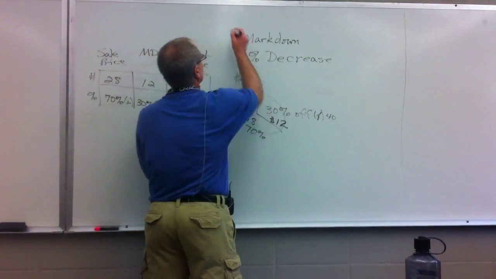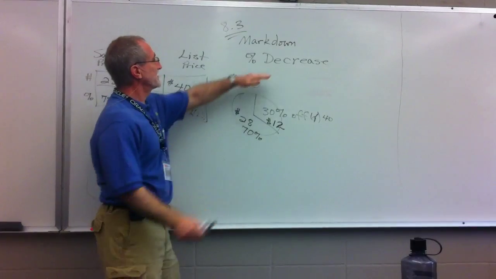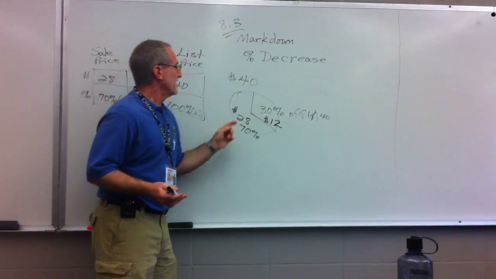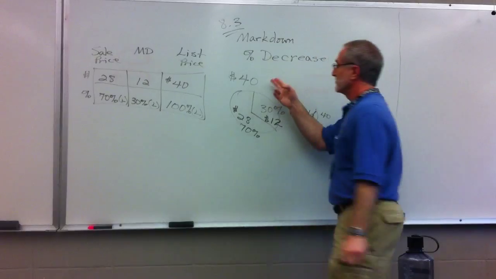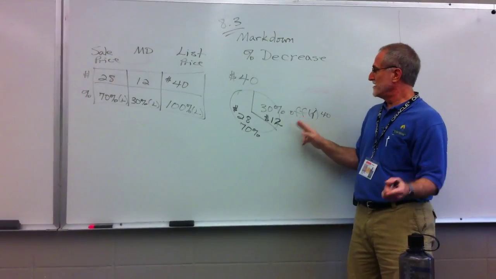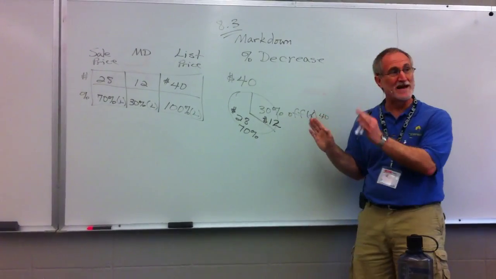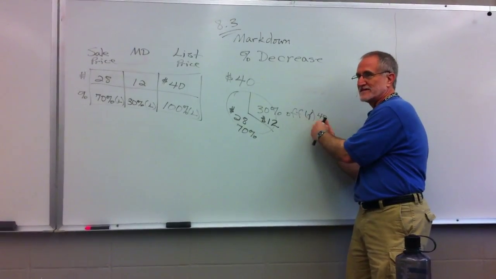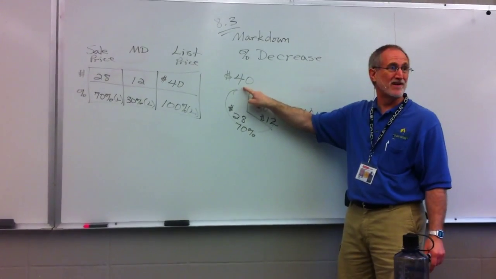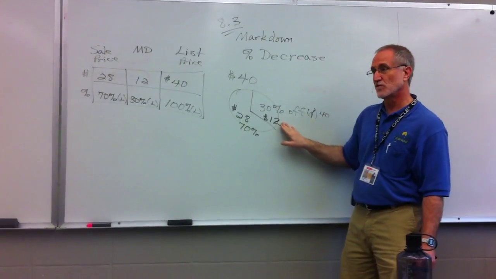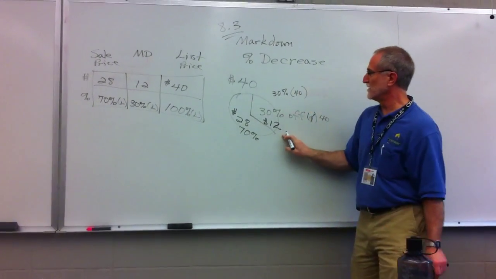In chapter 8, section 3, we're talking about markdowns. A markdown is exactly like a percent decrease. So, if we had an item that the regular price or the list price was $40, and the store was having a 30% off sale, then we would say 30% off what? Or 30% off of what? It's not grammatically correct, but we know that the word of means times, don't we? So 30% off means 30% times that list price. So 30% times $40 would give us $12.